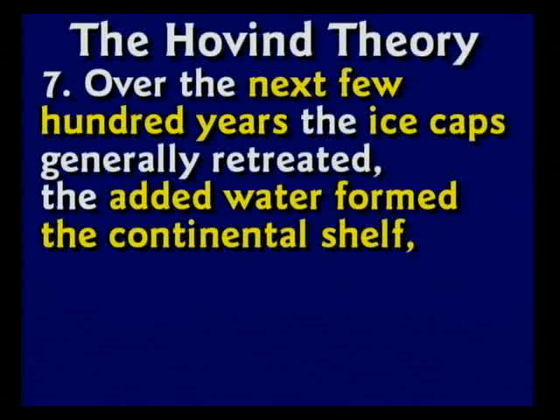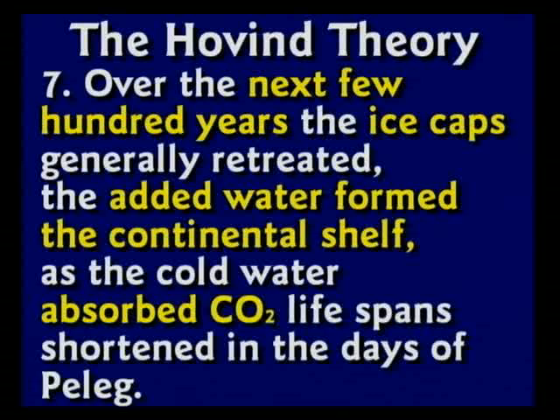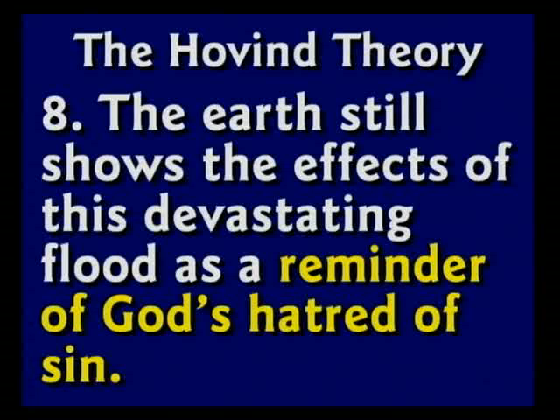Over the next few hundred years, the ice caps generally retreated from Kansas City clear back to where they are now in Alaska. This would add water to the ocean, making the oceans colder, deeper, and wider, which is why we have a continental shelf, which we'll get into in a minute. Cold water absorbed carbon dioxide, and lifespans were shortened in the days of Peleg because of the lack of greenhouse gases, which allowed more radiation in. Numerous factors probably entered in here, but lifespans were shortened in the days of Peleg. Lastly, the Earth still shows the effects of this devastating flood as a reminder of God's hatred for sin.